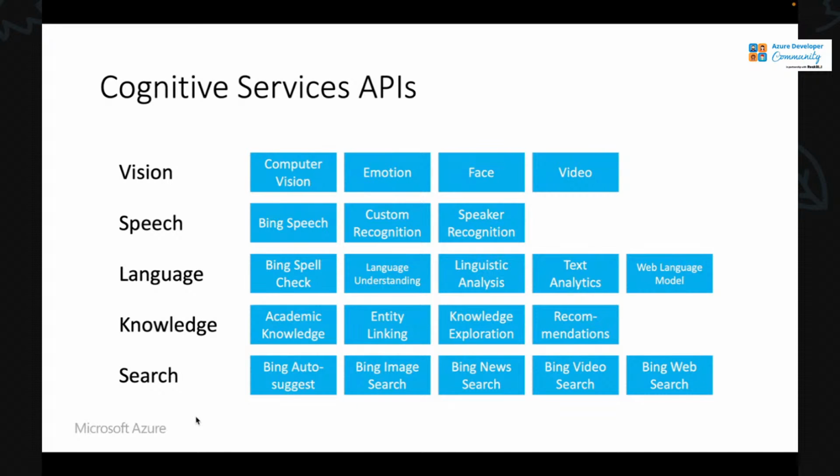And custom recognition is where you try to understand some custom intents and speech recognition or some analysis of how the speech should work. And speaker recognition is where you identify the speaker based on his voice and his audio ranges. And language has spell check, language understanding, and linguistic analysis, text analytics, and web language models. It's widely used in bot creation and stuff. And we have knowledge like academic knowledge and entity linking, knowledge exploration and recommendation and stuff. And we have search, so it has auto suggest, image search, news search, video search, web search. I think that is completely based on how Bing actually uses it.